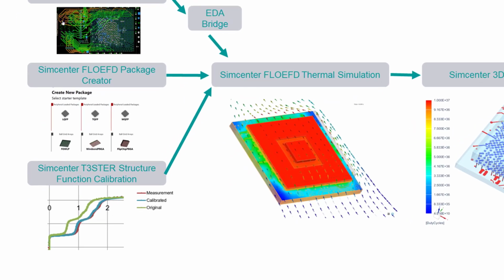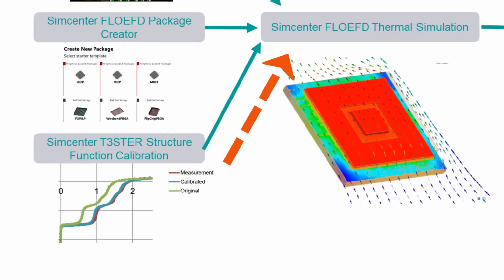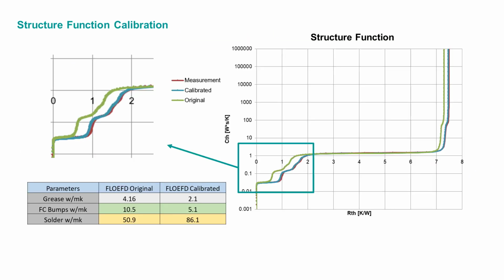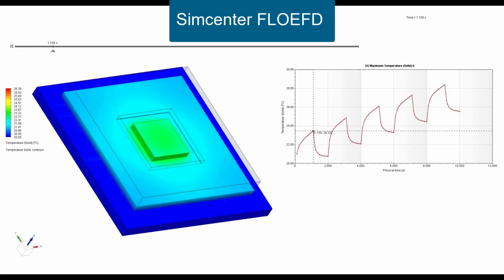Okay, now let's talk about using Simcenter T3STER structure function calibration. In order to ensure our package simulation parameters, such as thermal resistances between layers, are simulated accurately, we can use the T3STER hardware to thermally characterize the package and use this to calibrate our simulation model so we can be confident in our results. For our example, we were unsure of the thermal conductivity of a few of the material types, and as you can see in the image, we calibrated our FLOEFD simulation model to match the accurate T3STER test data. Now, with confidence in our simulation setup, we solve for the thermal cycle using FLOEFD.